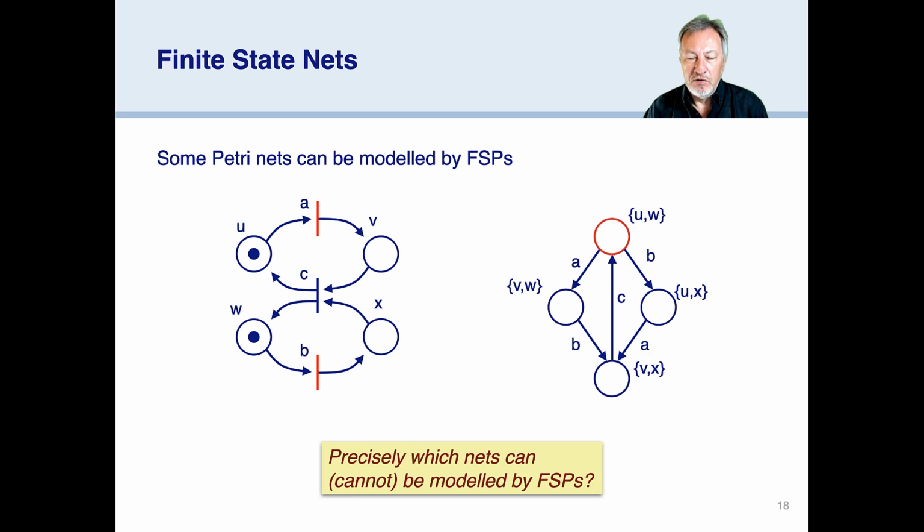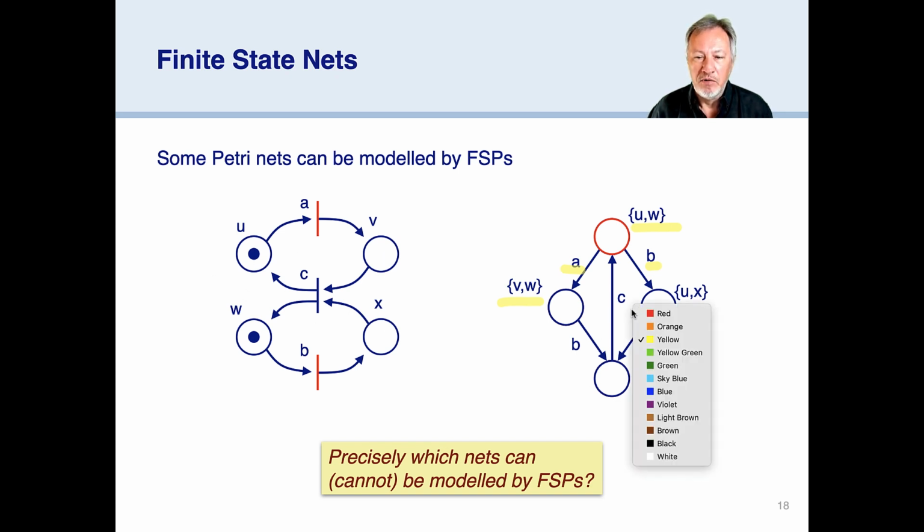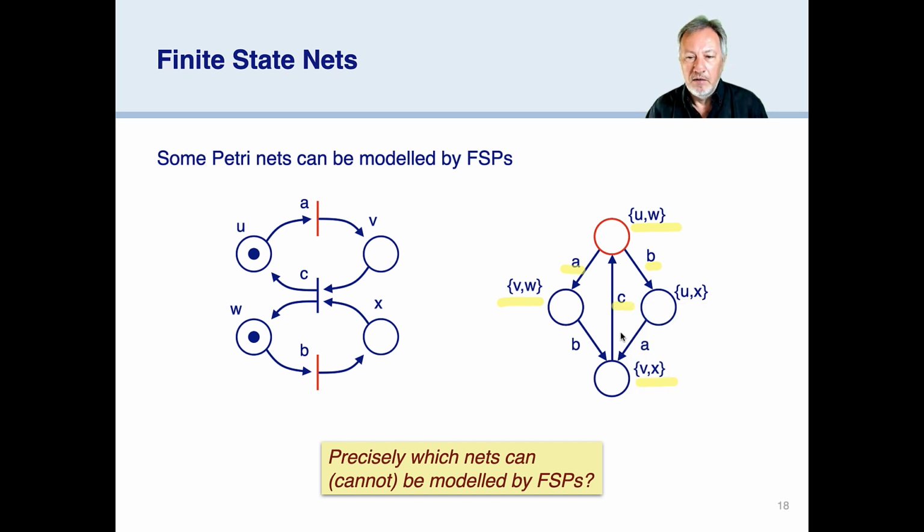Notice that we have only a certain number of possible reachable markings. Initially we have the marking U and W, and transitions A and B are enabled. If we fire transition A, we will move to a new marking V and W. If, on the other hand, we fire B, then we'll have marking U and X. Now we must fire the alternative action, so after A follows B or after B follows A, and at that point we reach the marking with V and X, and the only thing possible now is that C can fire. Notice that the finite state automaton on the right hand side perfectly models exactly what's going on in the Petri net on the left. So that means that some Petri nets can be modeled by finite state processes.